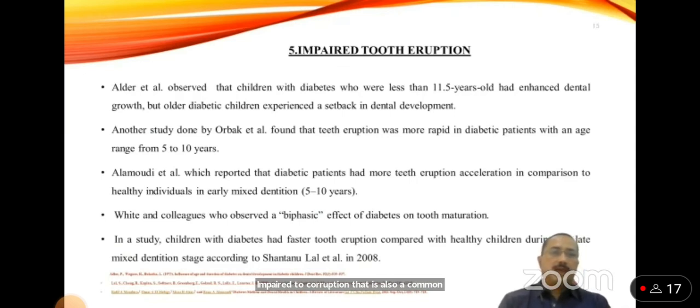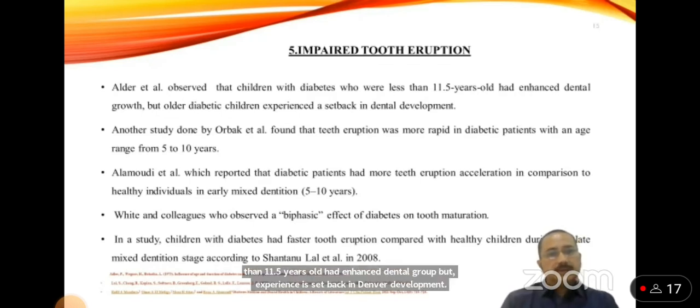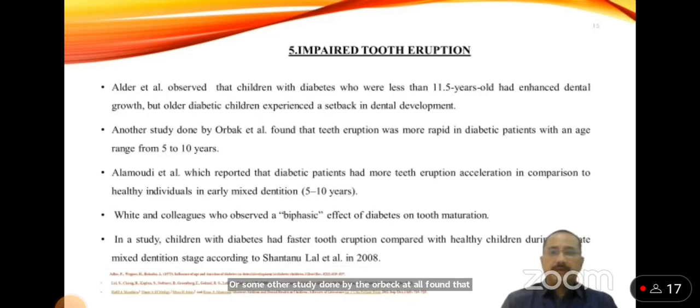Some scientists like Alter et al. observed that children with diabetes who were less than 11.5 years old had enhanced dental growth, but older diabetic children experience a setback in dental development. Another study by Orbeck et al. found that tooth eruption was more rapid in diabetic patients with an age range of 5 to 10 years.